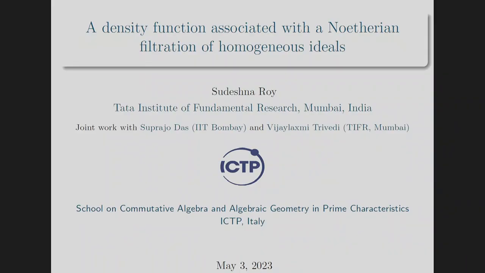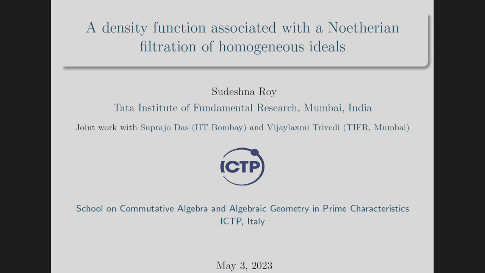Earlier Professor Trivedi introduced a compactly supported real valued continuous function called the Hilbert-Kunz density function to study Hilbert-Kunz multiplicity. So in this joint project with Suprajo and Professor Trivedi, we are trying to look for a density function for another invariant, that is the epsilon multiplicity. And in the next talk, Suprajo will shed more light on that.